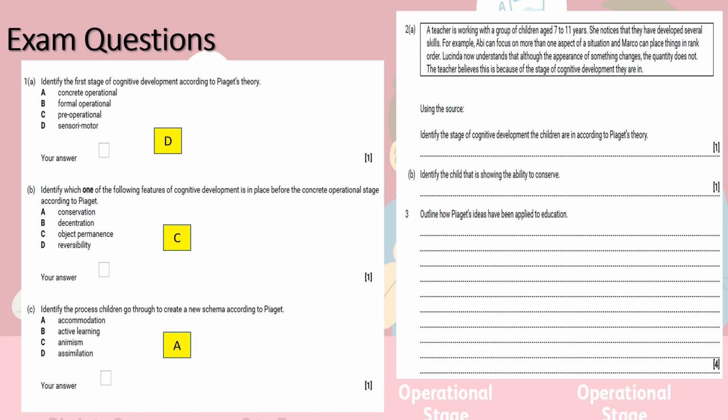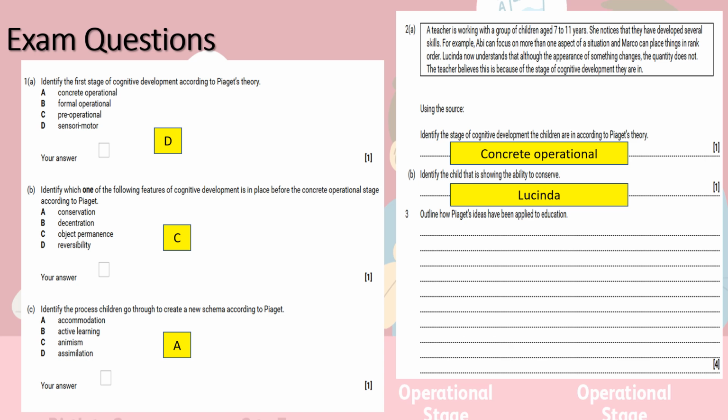So the first question, identify the stage of cognitive development the children are in according to Piaget's theory. So you should go for concrete operational, both based on the child's age, 7 to 11, but also those skills that they are showing. Next, identify the child that is showing the ability to conserve. So we have Lucinda, because she now understands that although an object's appearance changes, the quantity does not. So that's conservation, isn't it?